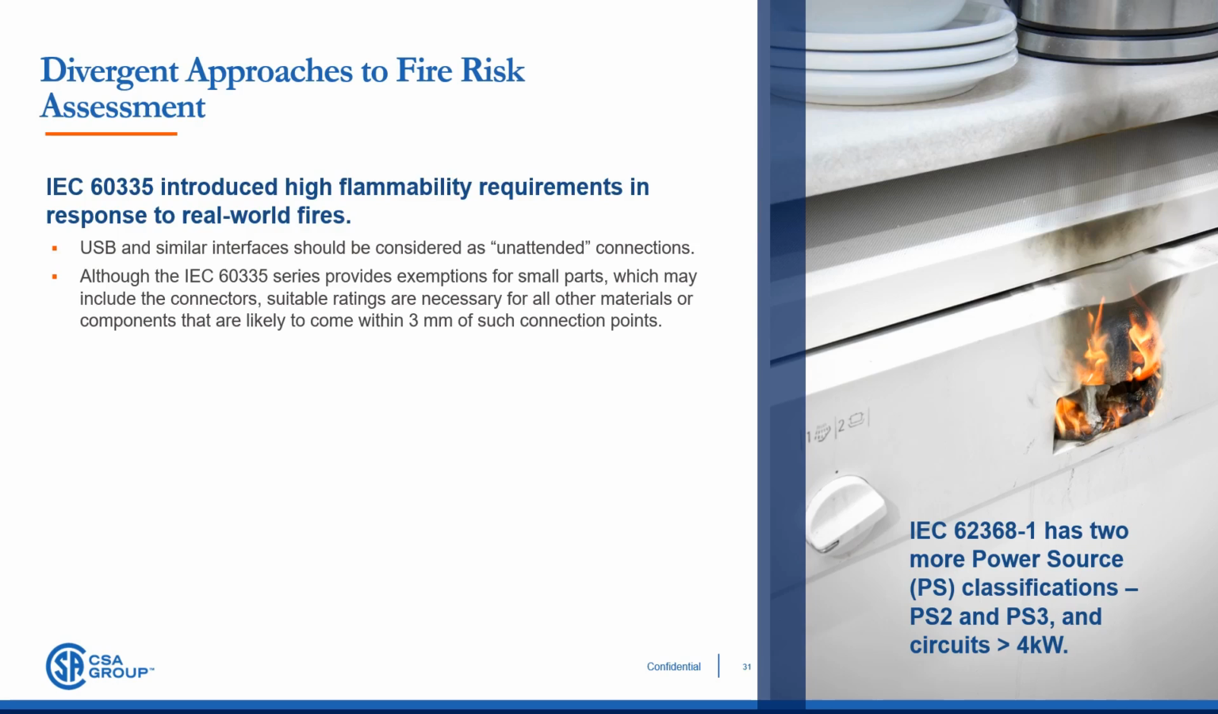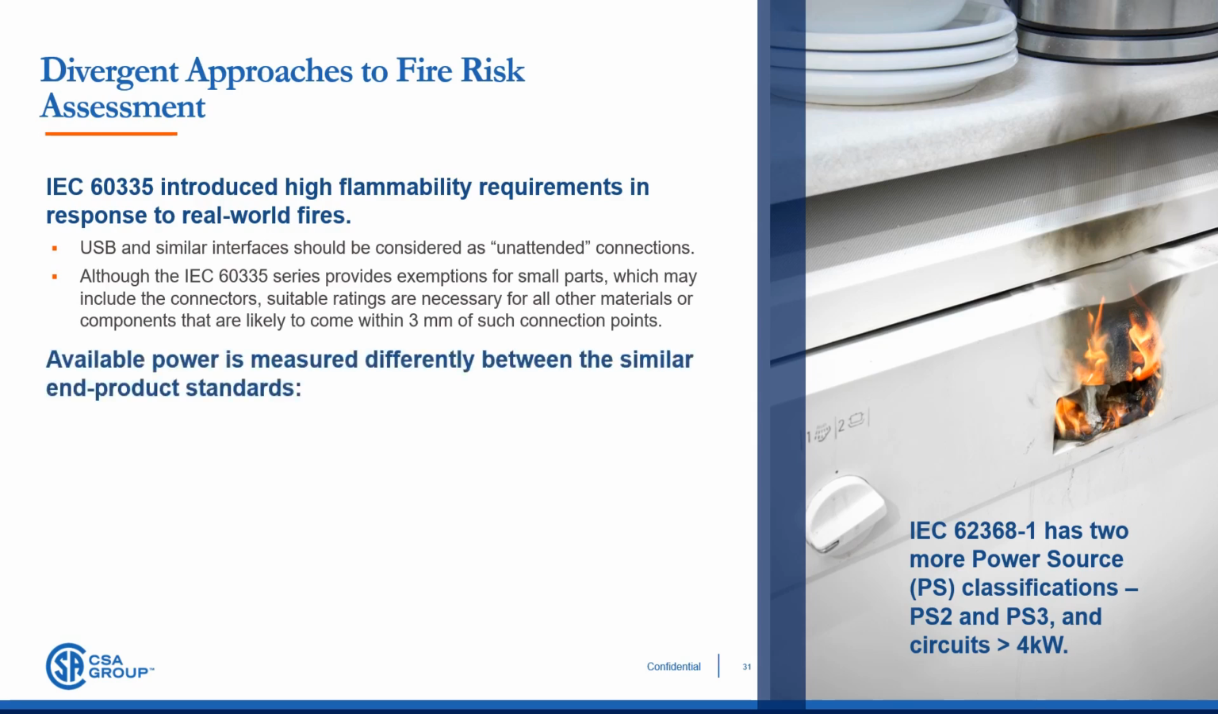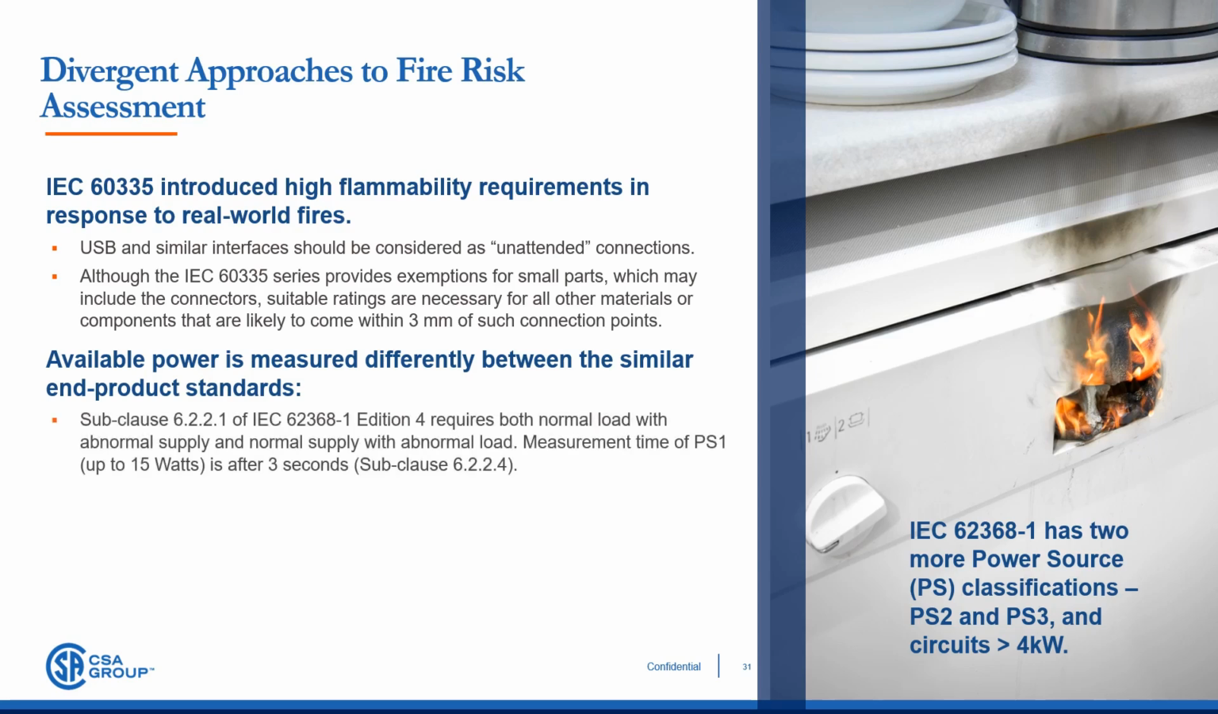When measuring available power within product connections and circuits, it is important to recognize the differing compliance criteria. IEC 62368-1 in subclause 6.2.2.1 of the 4th edition requires an assessment of both normal conditions of the load with the worst case fault in the supply, in addition to the power source operating normally but supplying an abnormally operating load. IEC 60335-1 solely considers the power measurement when each part of the appliance is operating normally.